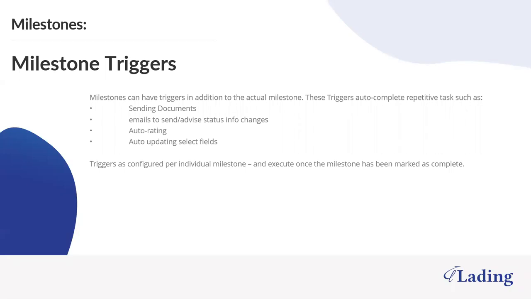Emails to send advice of status changes. What happens if something changes? Hey, the ETA changed. Oop, send an email, either to the client or to you. Auto rating. Well, when this milestone happens, automatically go in and do auto rating. Auto updating select fields. Well, when the ATA happens, populate this custom field. You can set all of those up for you.